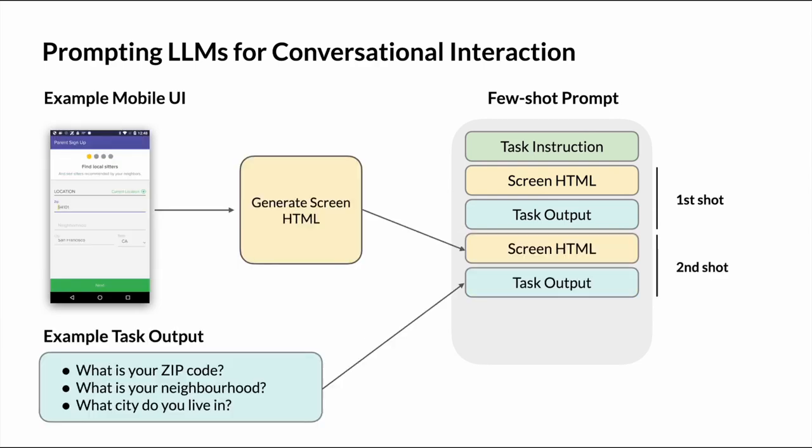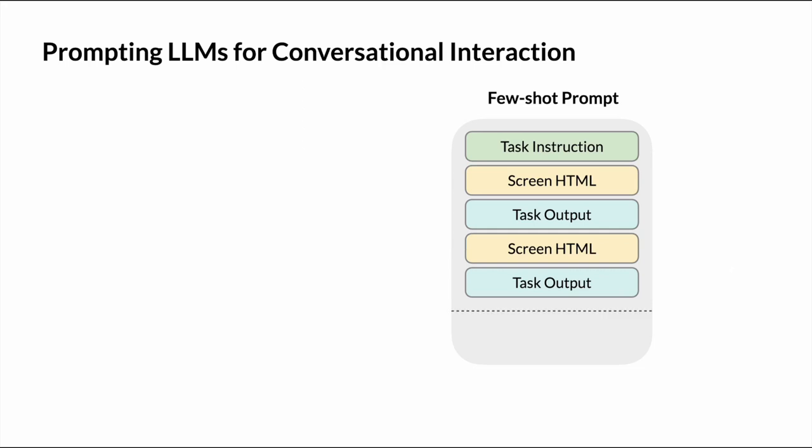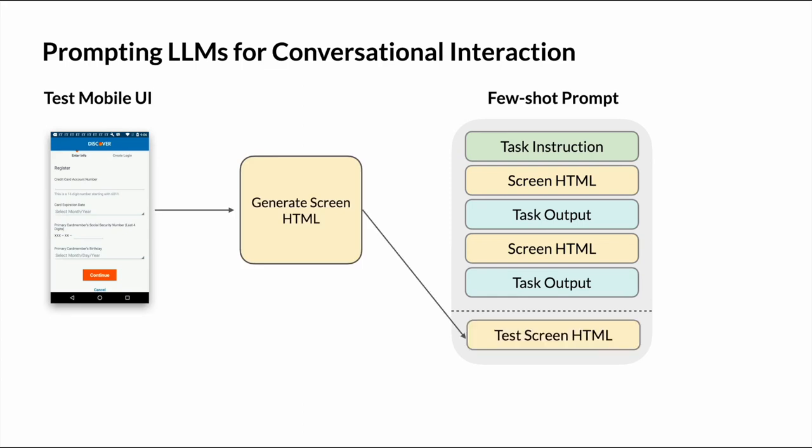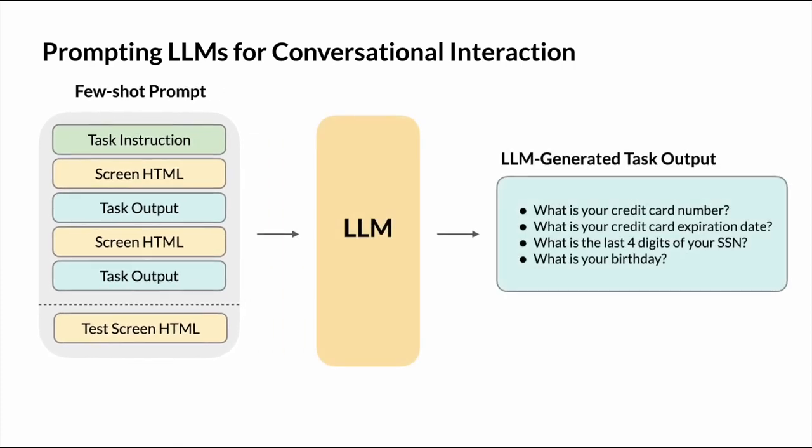We then repeat this process again for the second UI example. Then we have a prompt with two data examples from this task. With this two-shot prompt, the model can already learn how to perform the task. Note that the task instruction only needs to be provided once. When we have a test screen that we want the model to generate questions for, we will again convert it to HTML and append it to the end of the prompt. After that, we send the whole prompt to a large language model, and the model will then predict the task output for the test screen.